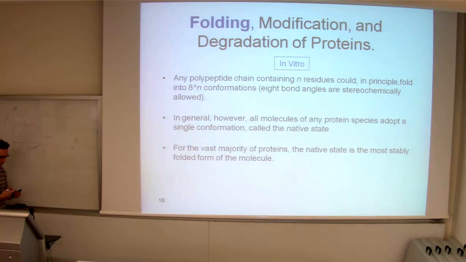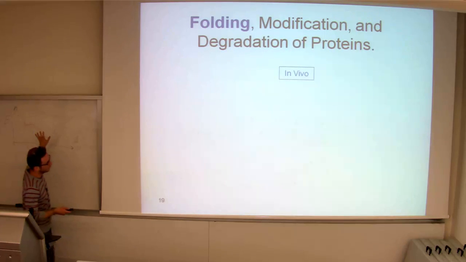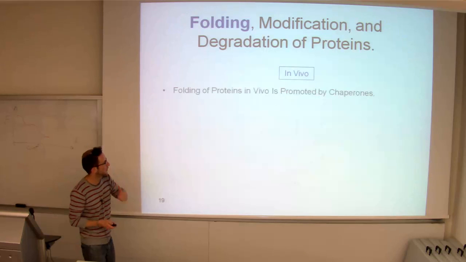All right. And in vivo, this might take a while before the protein will find itself in the minimum here, because it's a random process, and the different conformations could exist, and you can of course be stuck in a local minimum right here. So that's what happens in vitro. And in vivo, it's a bit different.